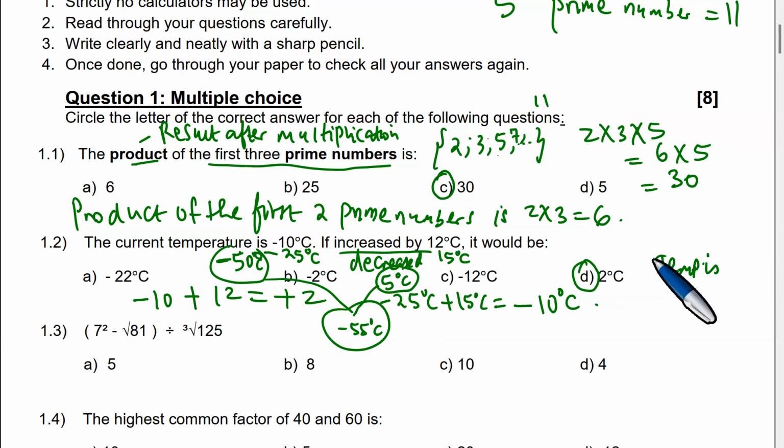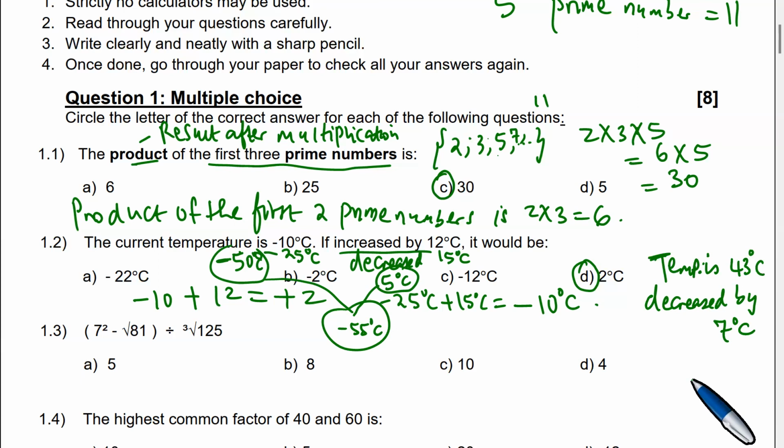Right, so the temperature is -43 degrees Celsius and is decreased by 7 degrees Celsius. What would the temperature be?